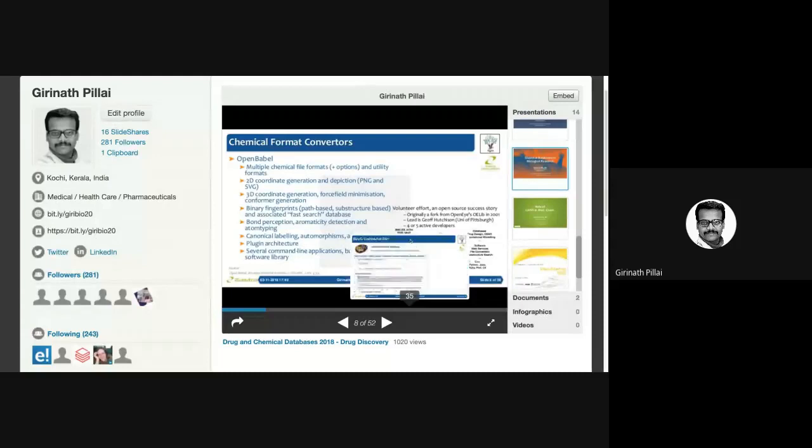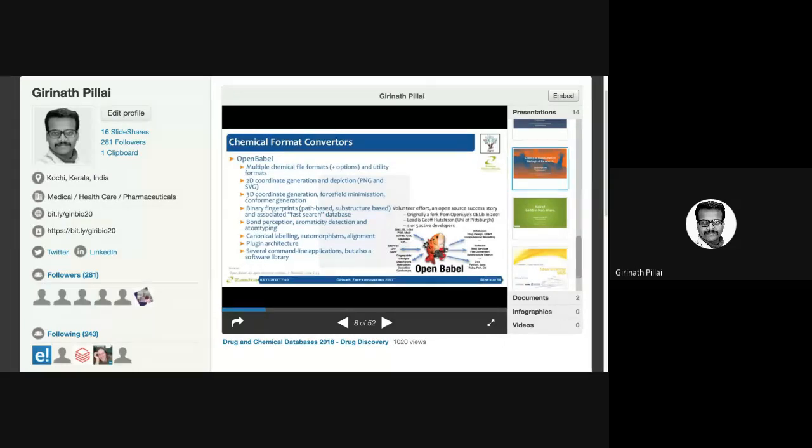Now for that, as I told you, there are different file formats available: SMILES, SDF, then mol2, many file formats. Now, how can one think about converting file formats? Because some software uses, for example, ChemDraw uses CDX. I want to convert CDX to SDF. How do I do that?